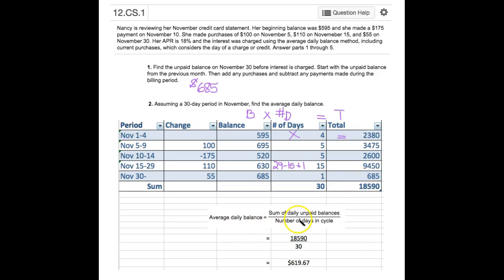And then you can use this formula to calculate the average daily balance. So we're going to take the sum of the daily unpaid balances, and that's why we added those together. That's the sum, and divide by the number of days in the cycle. And it's told us, which we could figure out too, but we know that there's 30 days in November. So we divide these two numbers, and this $619.67 is our answer for part 2, the average daily balance.